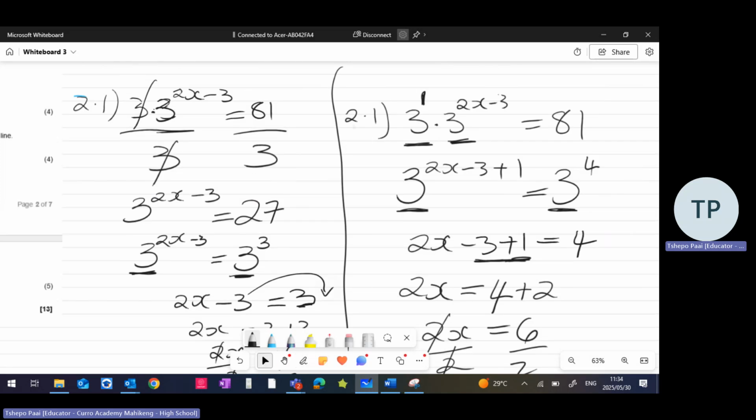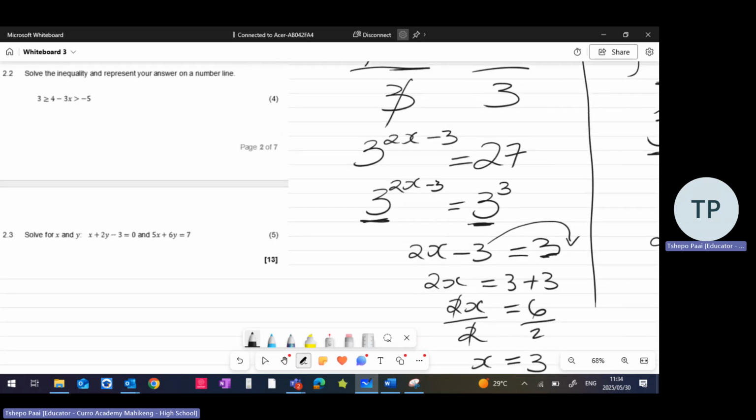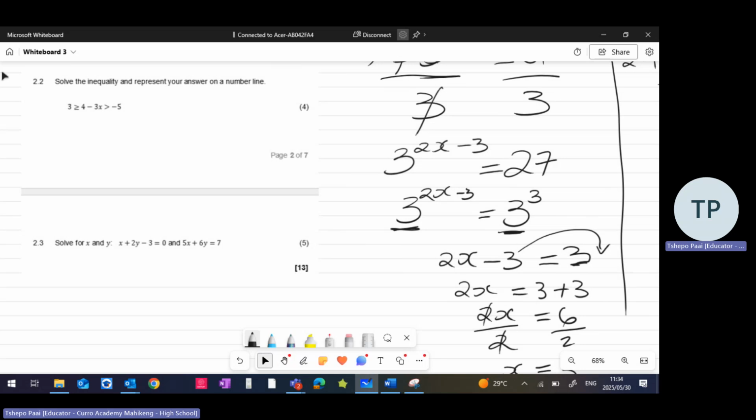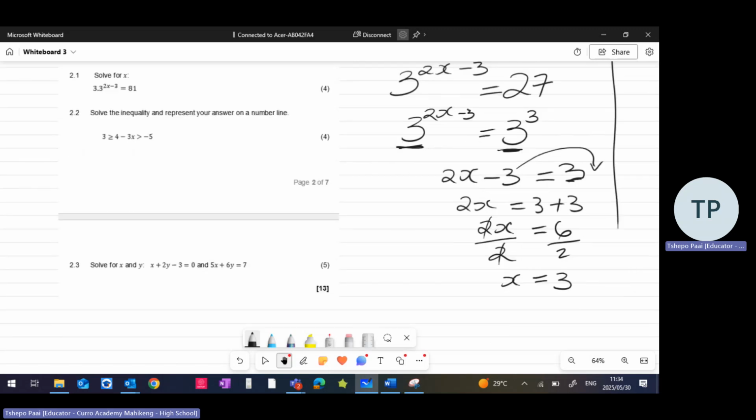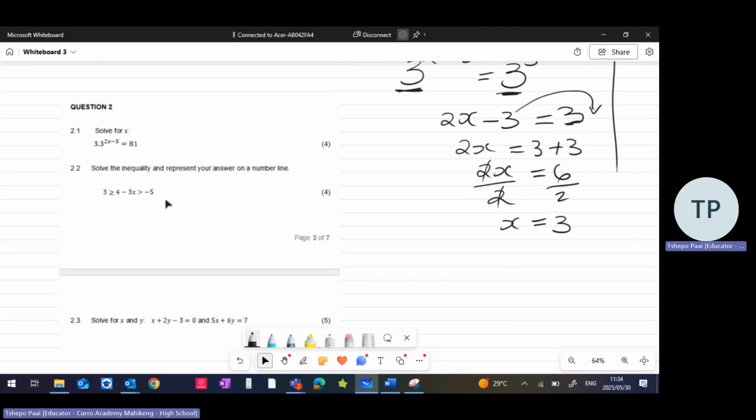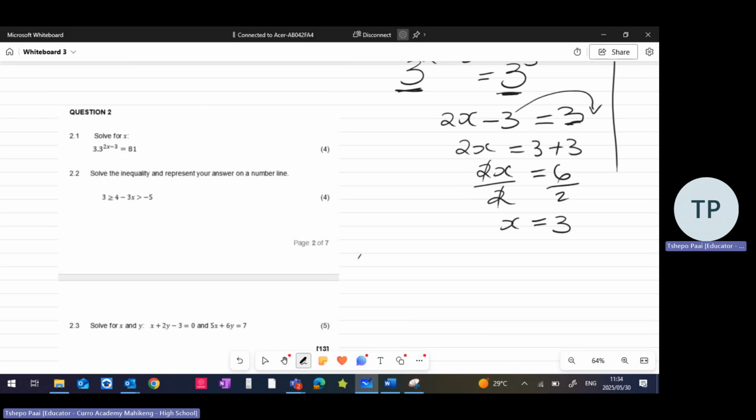Now, this is how we can solve 2.1. Guys, are we together? Let us all look at 2.2 under now inequalities. Allow me to look at 2.2. In 2.2, we are given 3 being greater than 4 minus 3x and greater than minus 5. Solve the inequality and represent your answer on a number line.